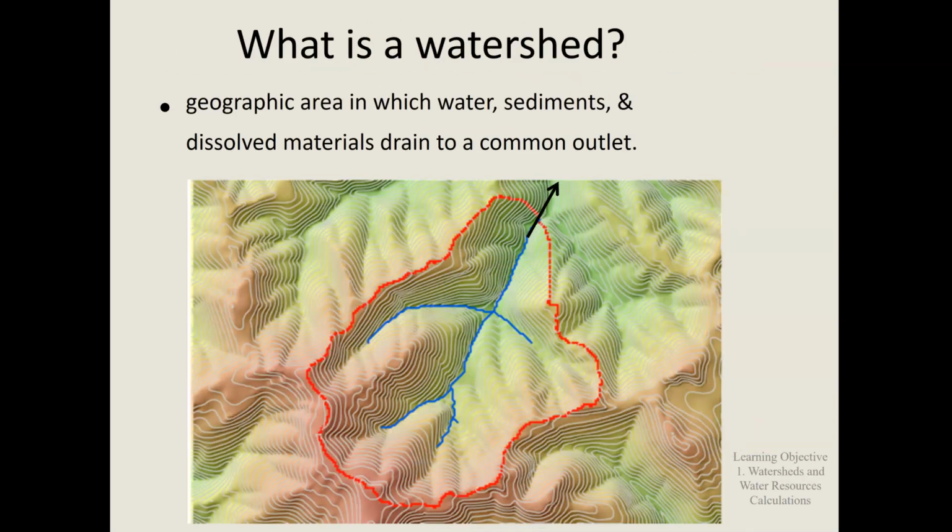So the definition that I like to use for watersheds is a geographic area in which water, sediments, and dissolved materials drain to a common outlet. So the important thing about watersheds is we're talking about where water comes from and goes, but very much in a spatial context. So the term water, then shed, implying some spatial area that sheds off the water or directs the water to some point.